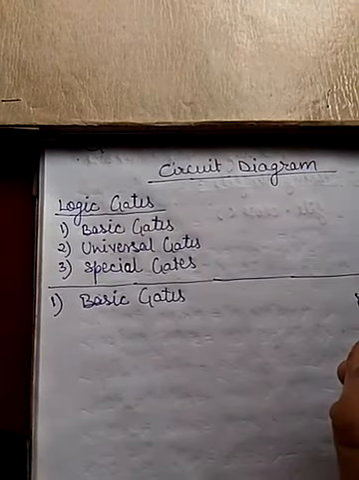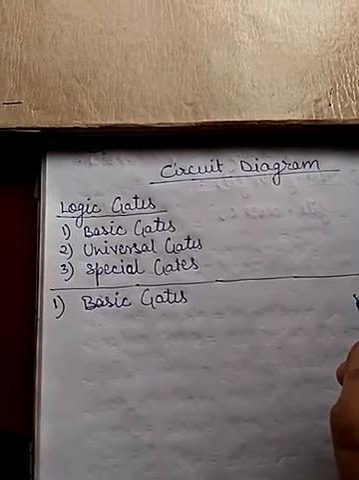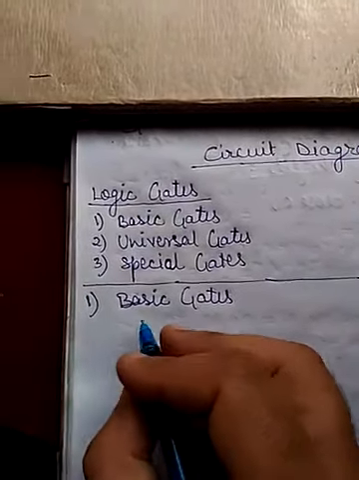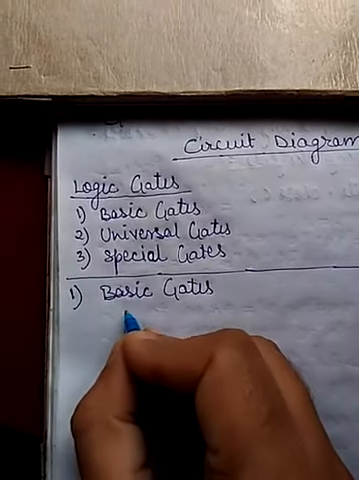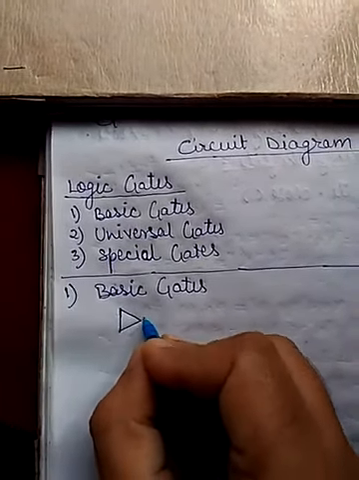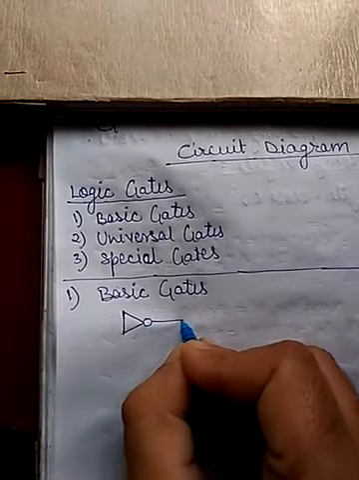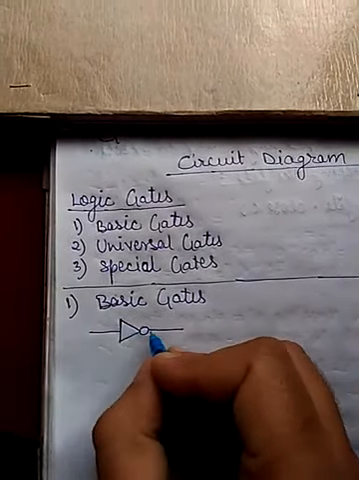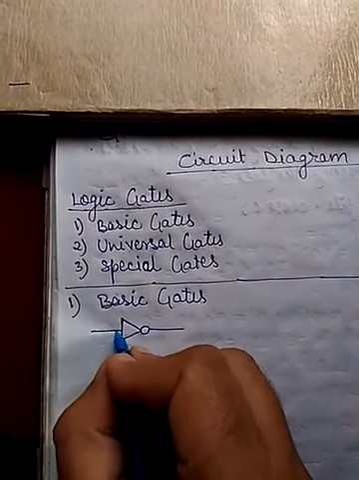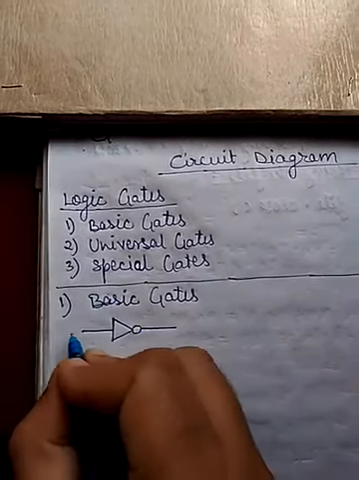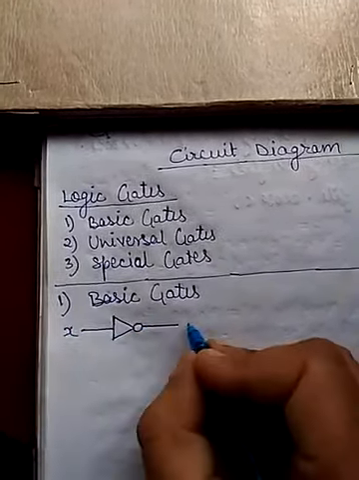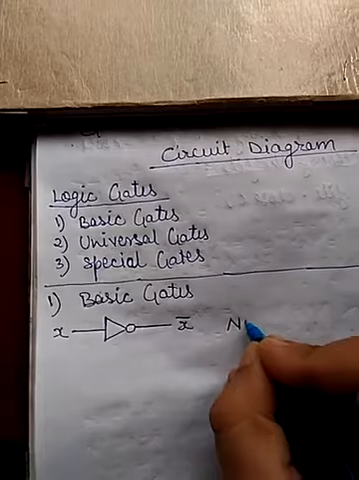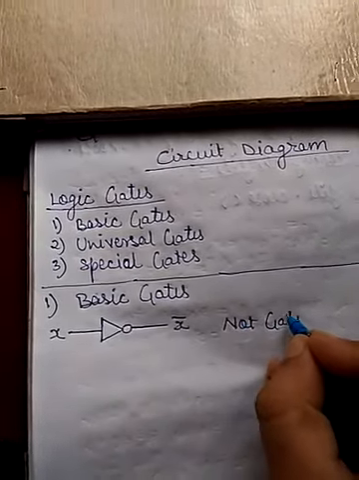There are three basic operators, that is NOT, AND, OR. So on the basis of that, there are three basic gates: NOT, AND, OR. The representation of the NOT gate is this. It is a unary operator. It is a unary gate which consists of one input and one output. Suppose the input is X, then the output will be X naught. This is the NOT gate.